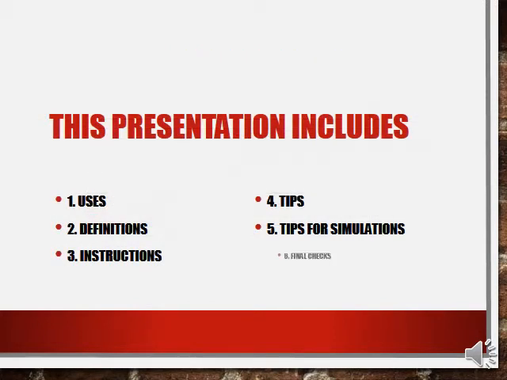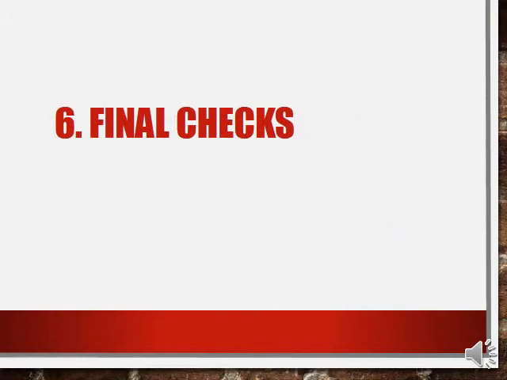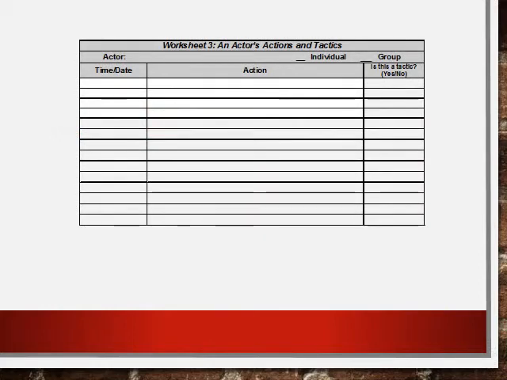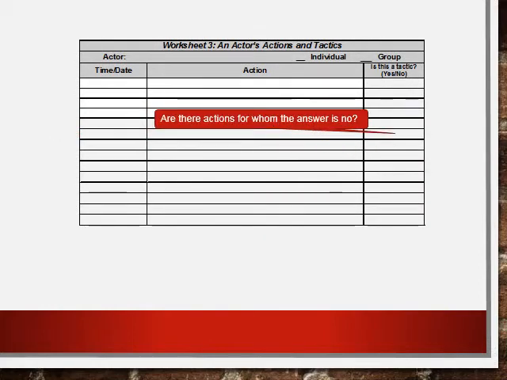In section 6 of this presentation, we'll look at final checks to make when you've completed the worksheet. For Worksheet 3, there is 1 final check, and that is, are there any actions for whom the answer is no?